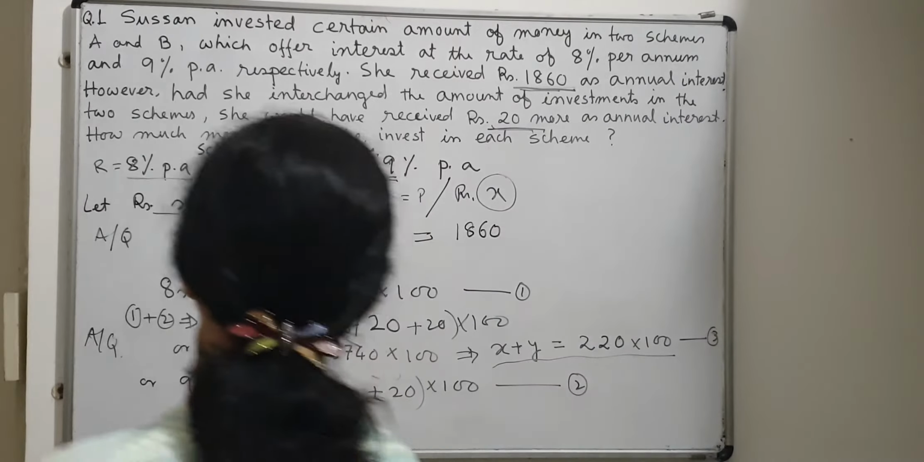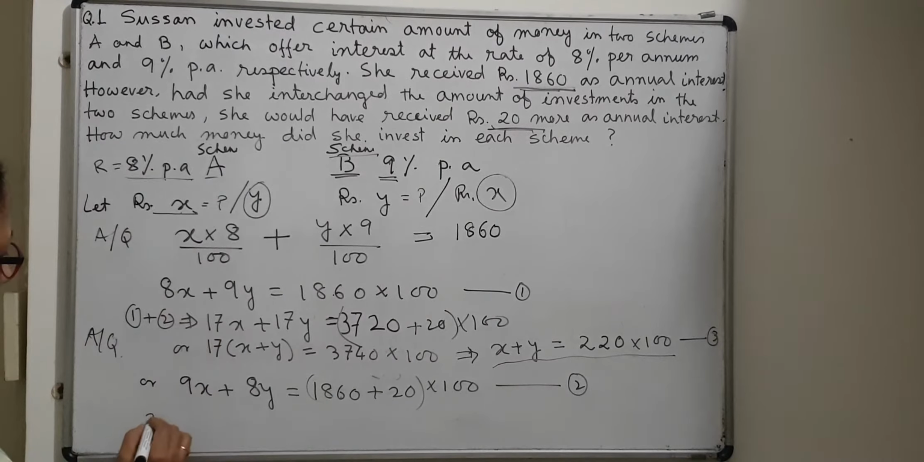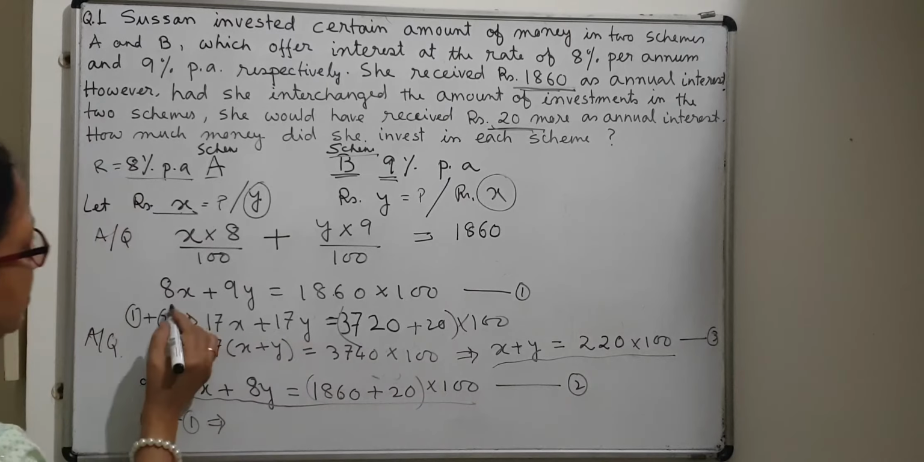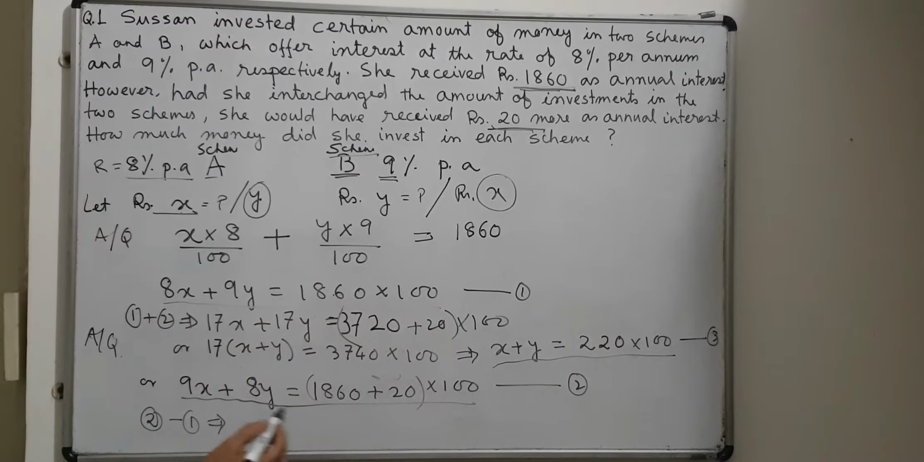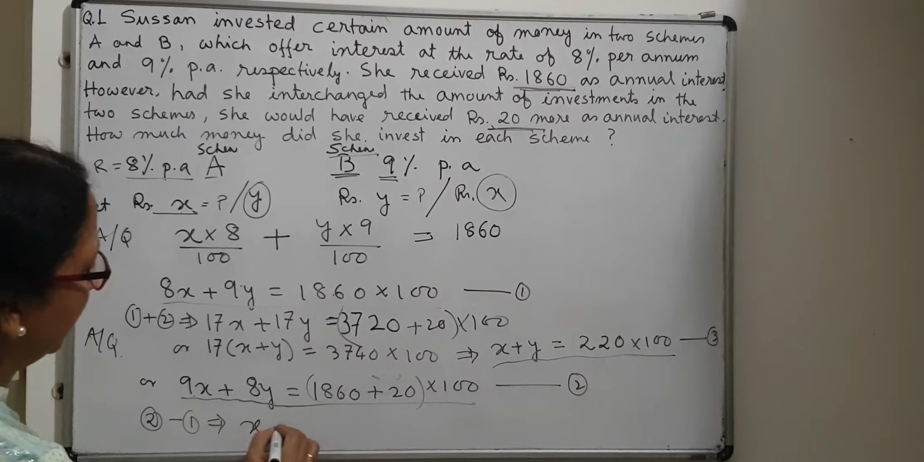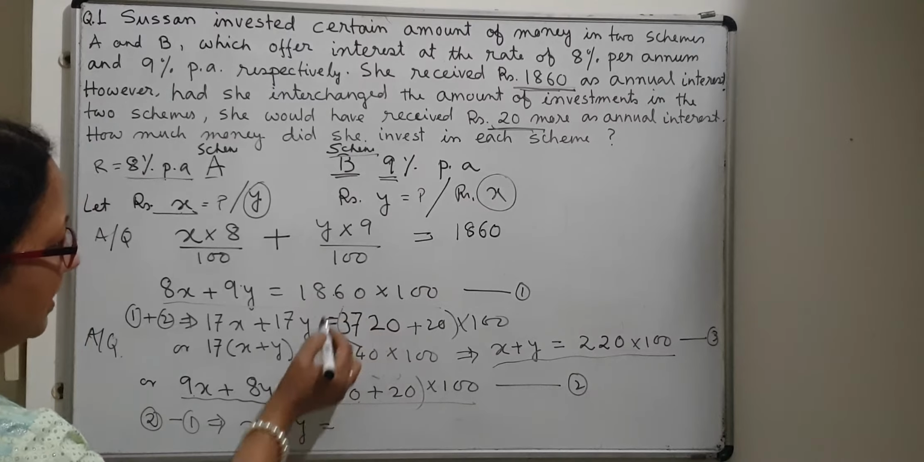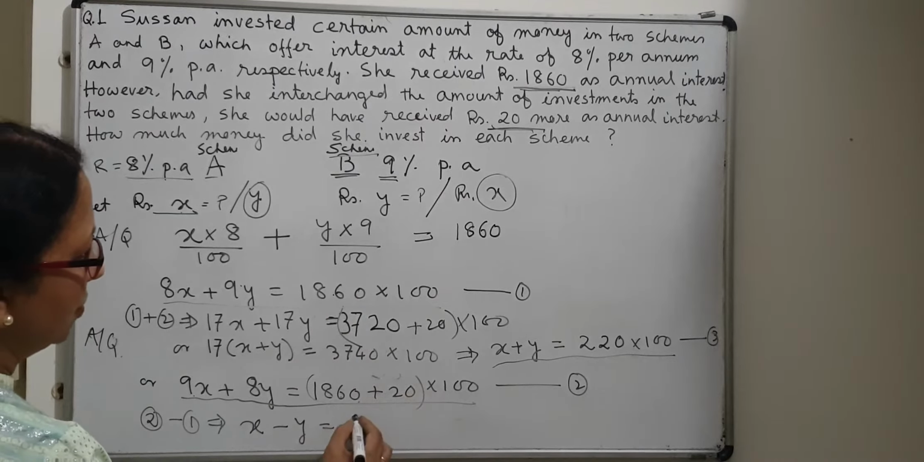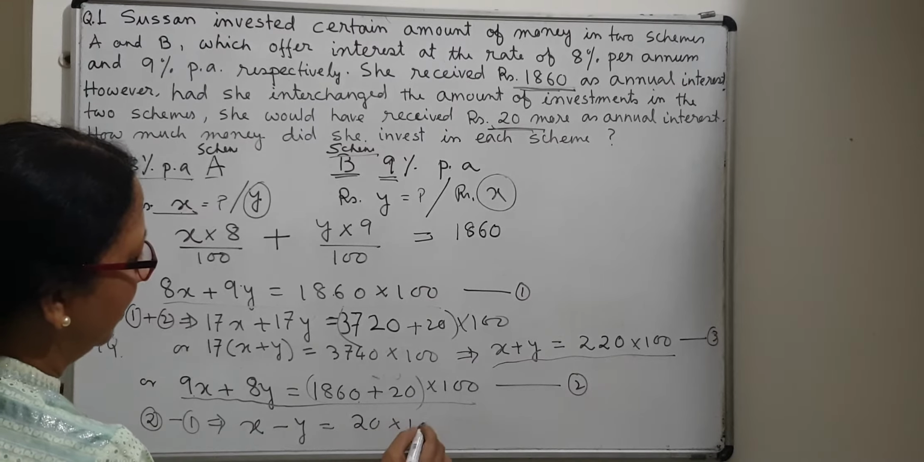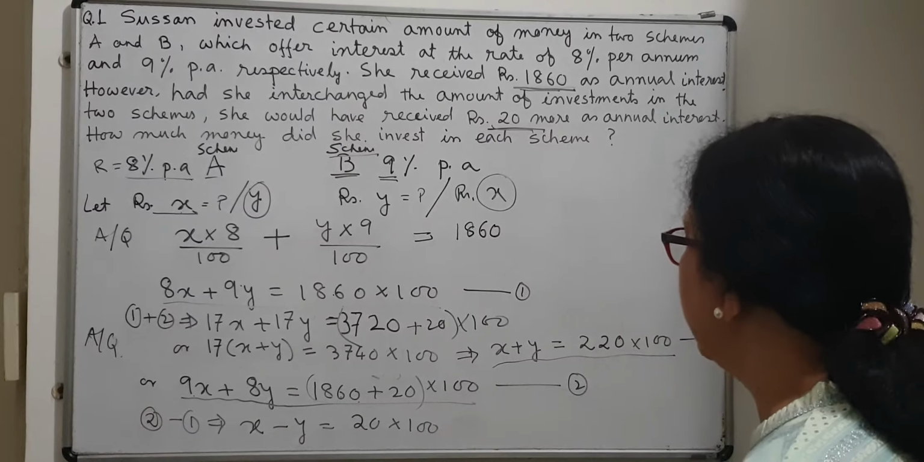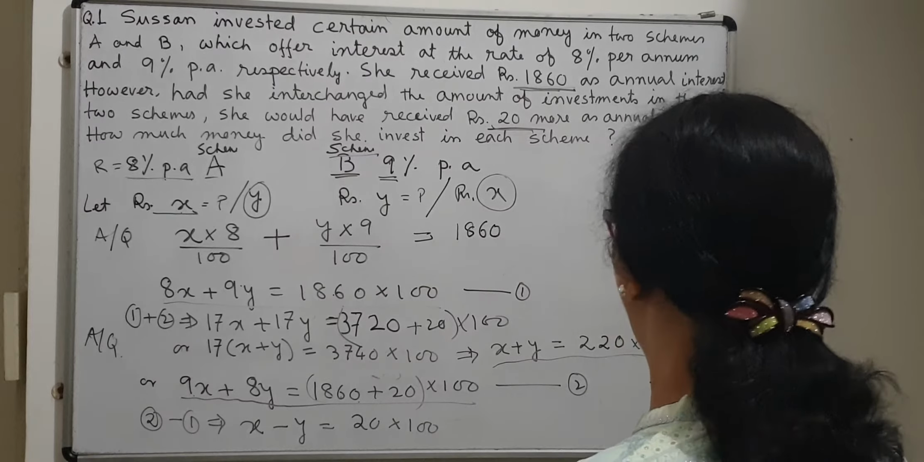Then I will be subtracting 1 from 2. So 2 minus 1 will give us, this is your 2 and this is your 1. So 2 minus 1, 9x minus 8x, x, 8y minus 9y minus y. And that's why I have kept in this form. This minus this will get cancelled, 20 will be left. So 20 into 100. That's why I have kept in this form. Okay, so this is your equation 4.